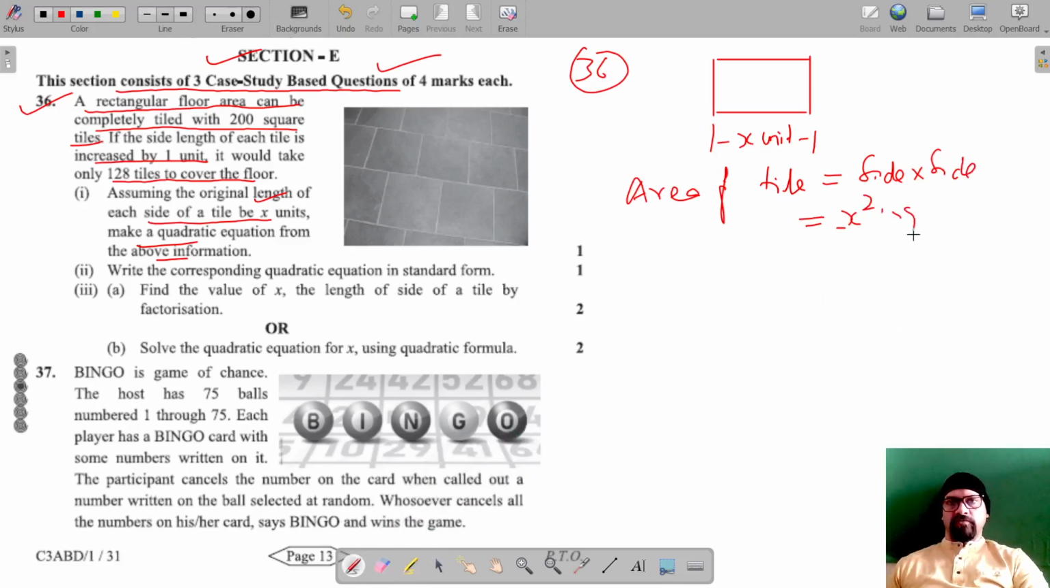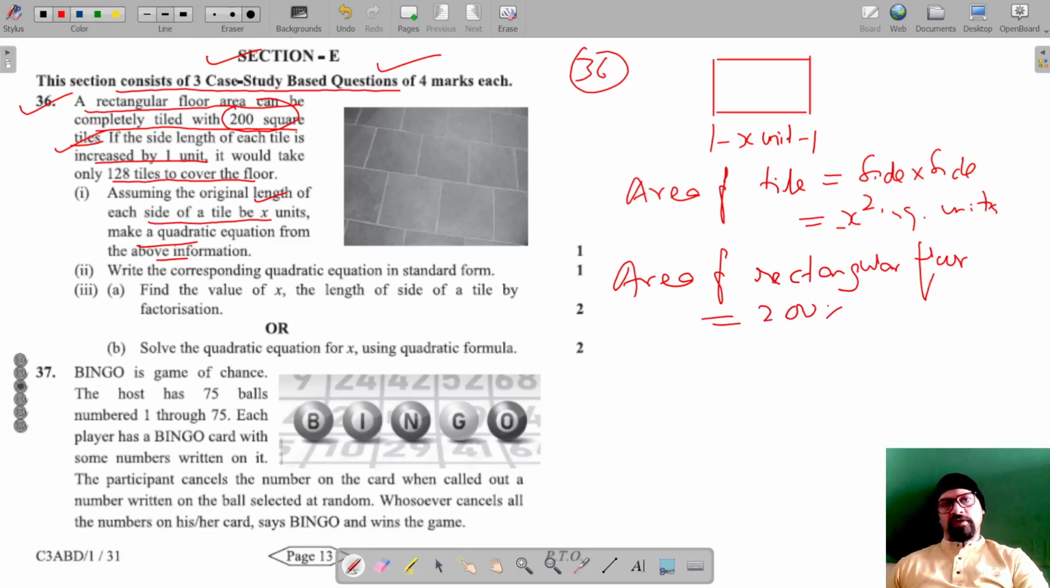Okay, so this is x square units, and initially 200 square tiles can completely fill or tile the rectangular area. So that means the area of the rectangular floor should equal 200 tiles multiplied by its area, which is equal to 200x squared.